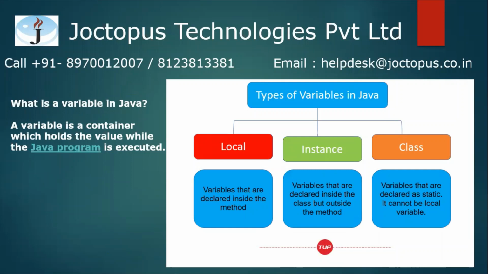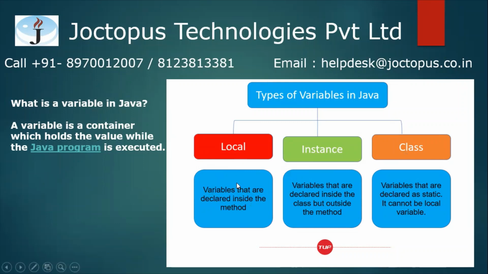In Java, we have three types of variables. The first one, we call a local variable. The second one, we call an instance variable. And the third one, we call a class variable, or we can simply say a static variable. Variables that are declared or defined inside a method are called local variables. The scope of that variable is within that method. We cannot access that variable outside of the method. Those kinds of variables, we call local variables.